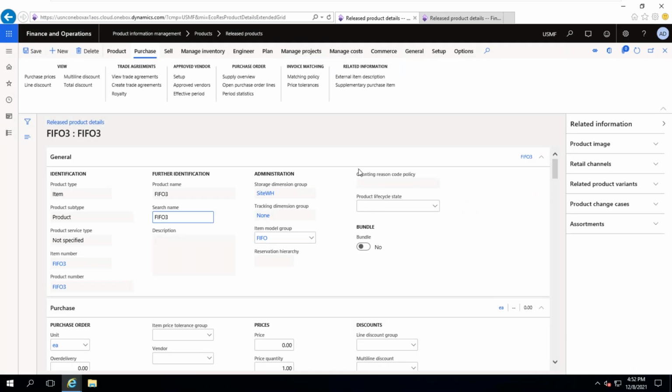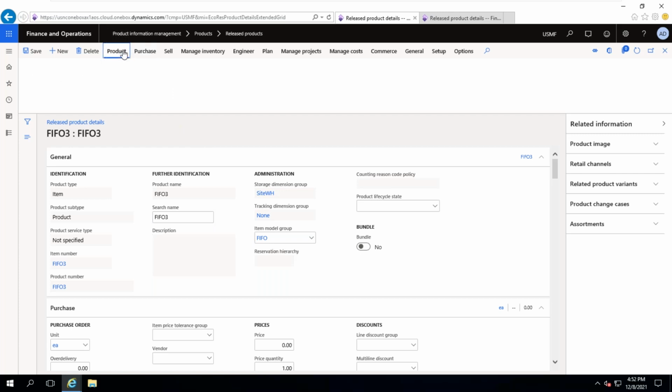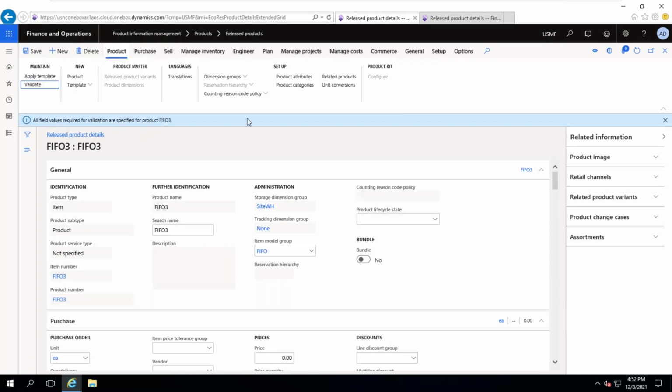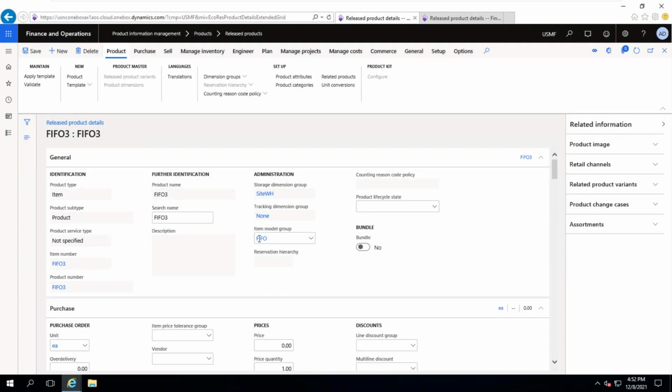Okay, now if you click on validate, it should be validated and all fields are mandatory. It was mapped. Blue ribbon is coming. Everything is correct. Now let me show you the FIFO methodology, what it was there.